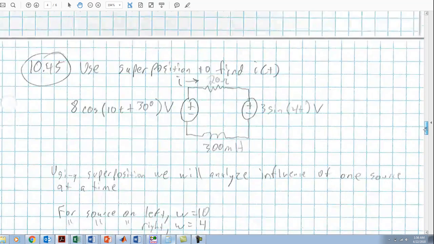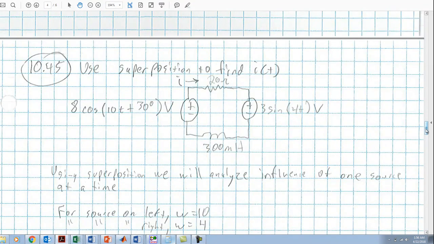Moving on to problem 10.45, we're asked to use superpositioning to find I of t. And in this case, we have two different voltage sources, and you notice that they are operating at different omegas. This one is 10, this one is 4, and so we have to use superpositioning in order to determine this current. And so what we're going to do is actually break this down into two different circuits.